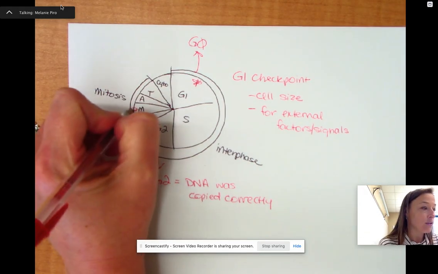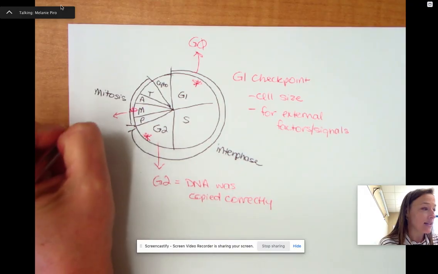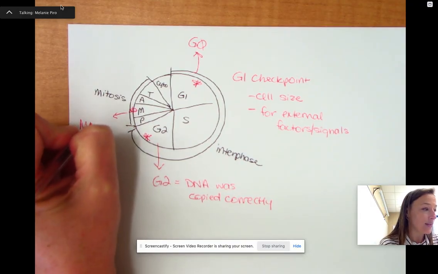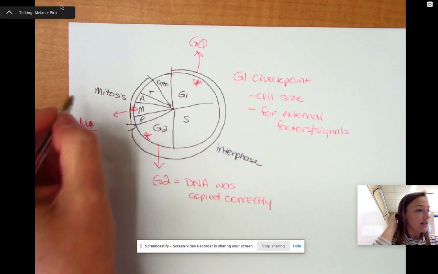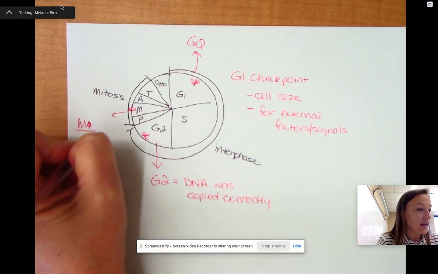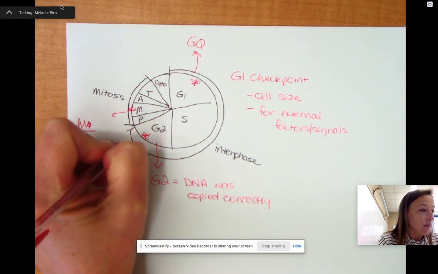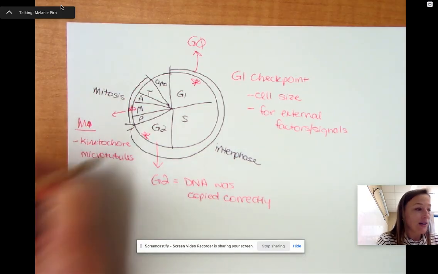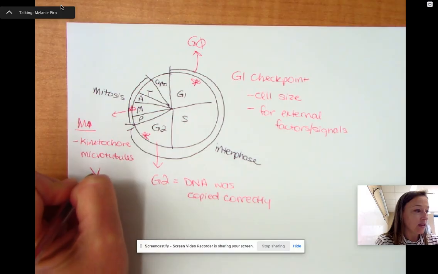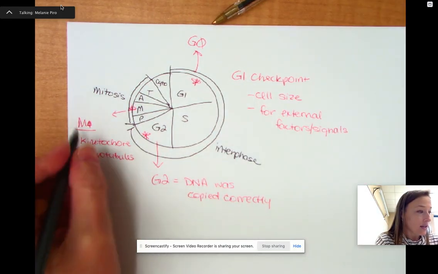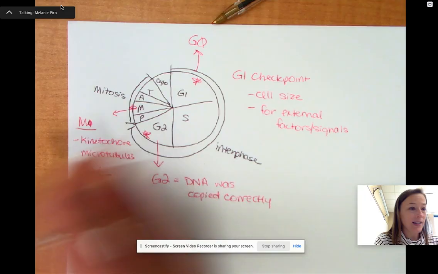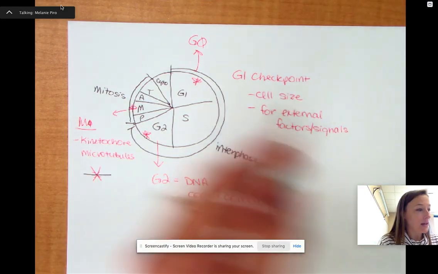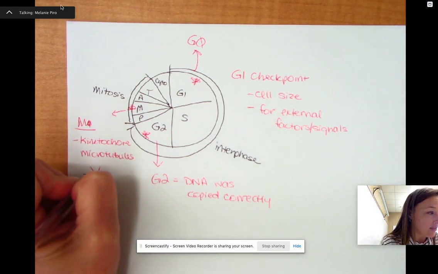And the third and final is over here in metaphase. It's called the M checkpoint. And the M checkpoint is going to check to make sure that the kinetochore microtubules are attached on both sides of the chromosome. So what's going to happen is you're going to check and make sure, and if it's not, it's going to stop and give the cell time to fix that.